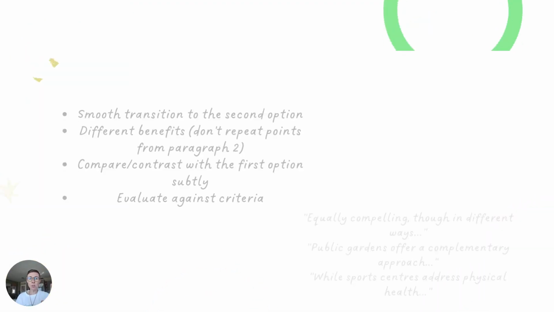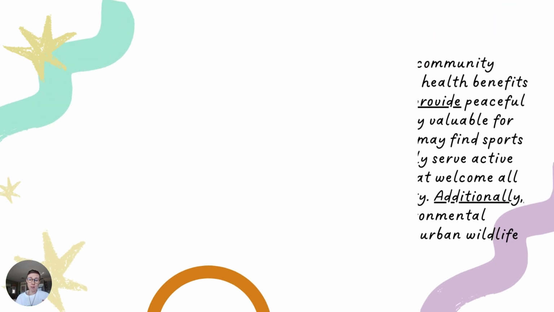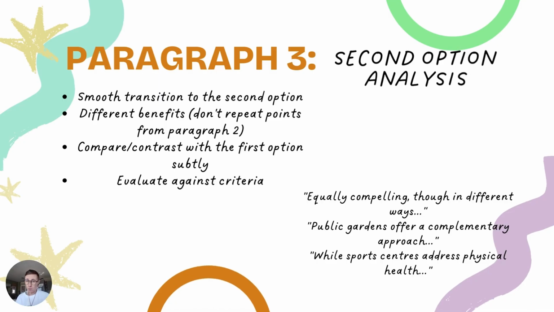So we've looked at sports centres. The next paragraph we want to look at is the second option, in this case public gardens. So we want to smoothly transition into the second option, offer different benefits, compare and contrast with the first option. And we can use some language here such as equally compelling, though in different ways.